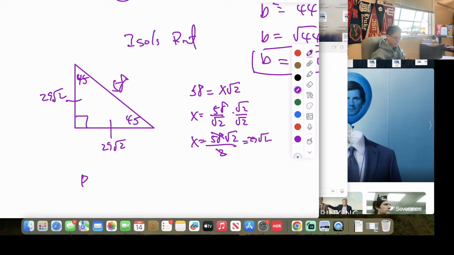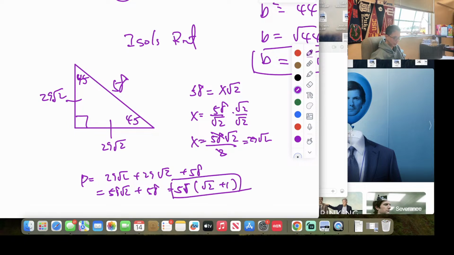So your perimeter is equal to 29 root 2 plus 29 root 2 plus 58. So it's going to be 58 root 2 plus 58, or 58 times the quantity square root 2 plus 1. That will be the answer for this. It doesn't matter, both answers are correct. This is an actual SAT question. I helped my son last week.